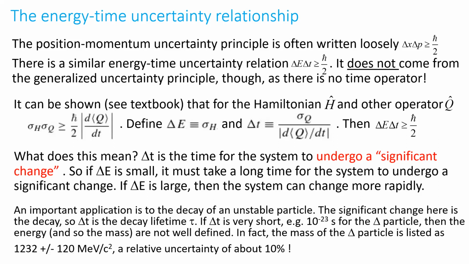But again, a takeaway here is that although it looks like the position momentum uncertainty relation, it actually comes from a different place, and T is not an operator. So it's a little bit of a different character, even though it looks the same. It has different applications, like this decay of an unstable particle, which I've just shown you.